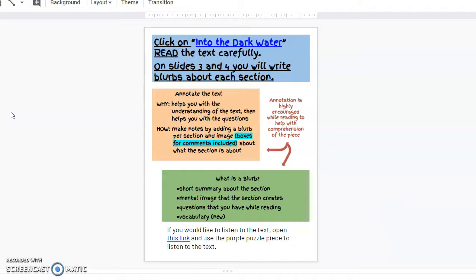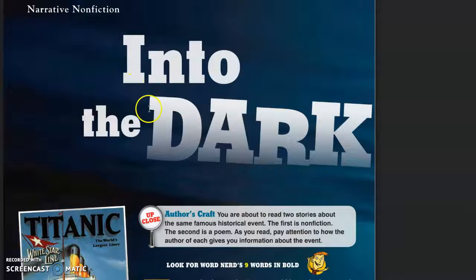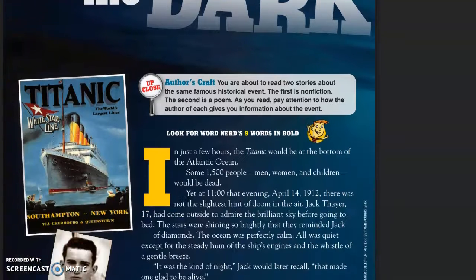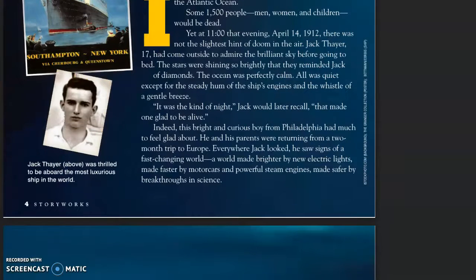So this week's assignment, you are going to click on where it says Into the Dark Water. And you click on that and it will take you to a PDF file of a nonfiction article called Into the Dark, which is about the Titanic.